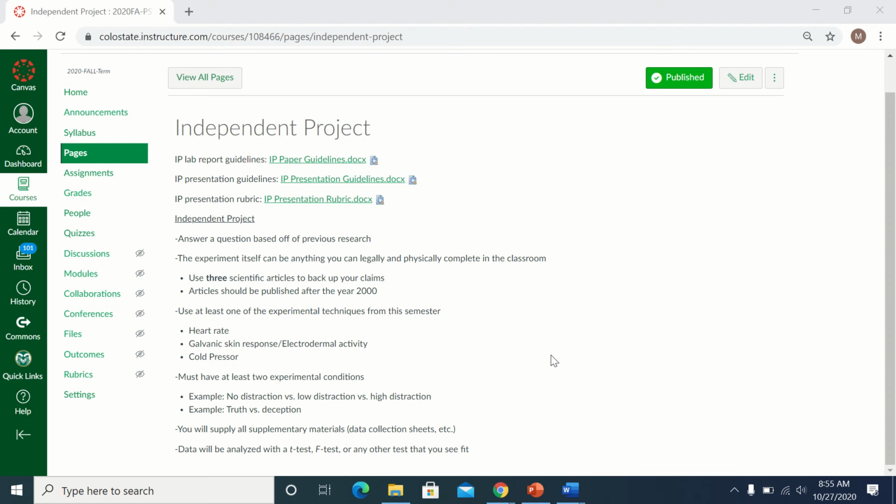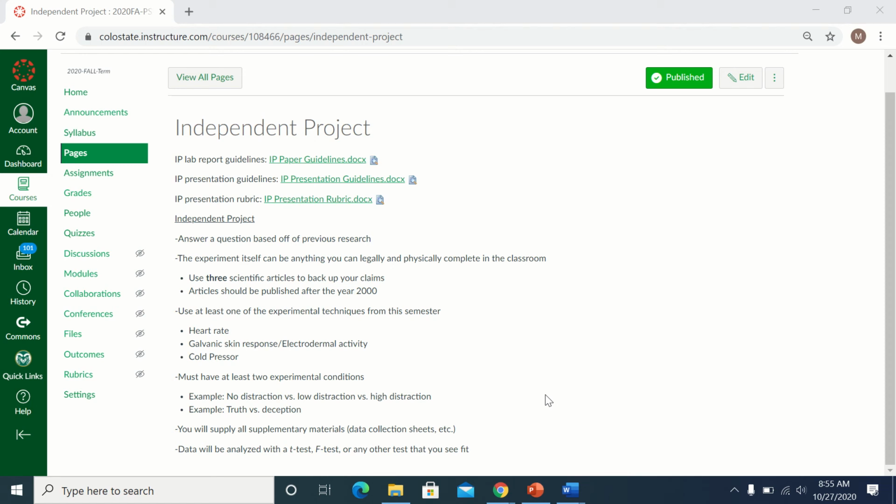So you will supply all the supplementary materials. So if you need data collection sheets, if you are doing like a neuropsychological test or a cognitive test and you need papers for them to fill out, or if you're having them do math problems or a maze, or if you're having them listen to music, you're going to supply all those materials. Also, if you are designing your experiment to be done in pairs, you will need to write instruction sheets for your participants to do on their own.